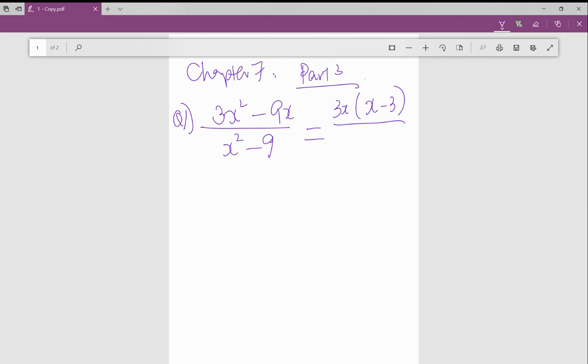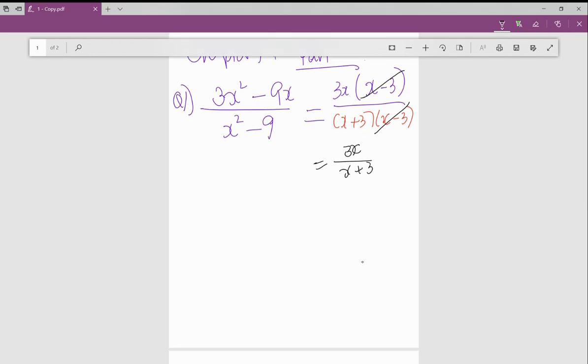Now for the denominator x squared minus 9, how do you factorize this? If you remember, a squared minus b squared is (a plus b)(a minus b). So in this case, x squared minus 9 can be written as x squared minus 3 squared, and this becomes (x plus 3)(x minus 3). So this is a case where you have to use the special identity to simplify. Now, with this in place, you can find the common factor. x minus 3 and x minus 3 is common. So you're left with 3x over x plus 3.